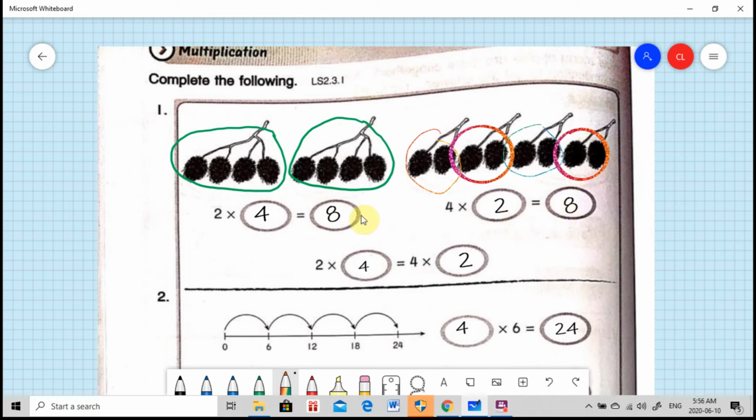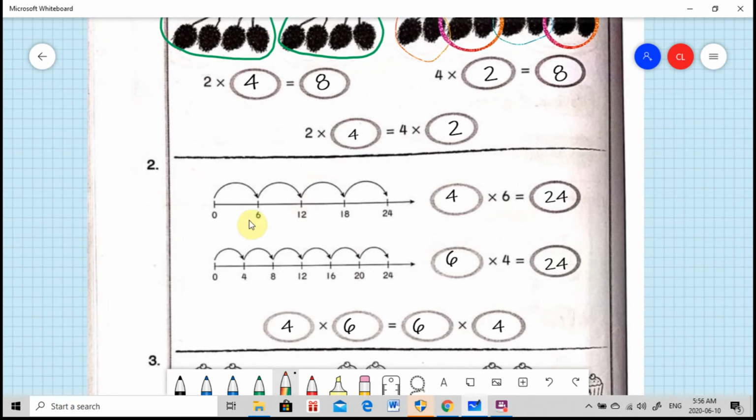So what does that mean? That means we can actually change the place. It doesn't matter where you put the 4 and the 2. When it comes to multiplication, 2 times 4 equals 4 times 2, because 2 times 4 gives us 8, and 4 times 2 also gives us 8.